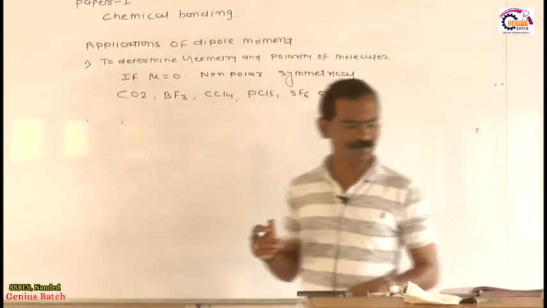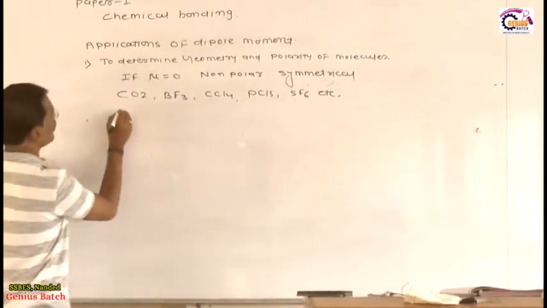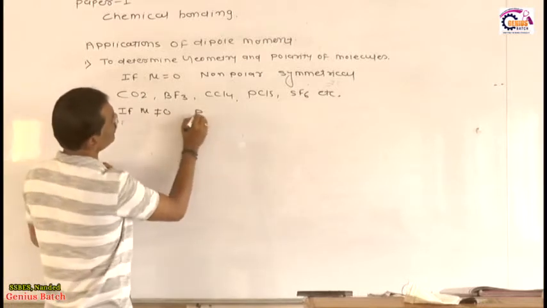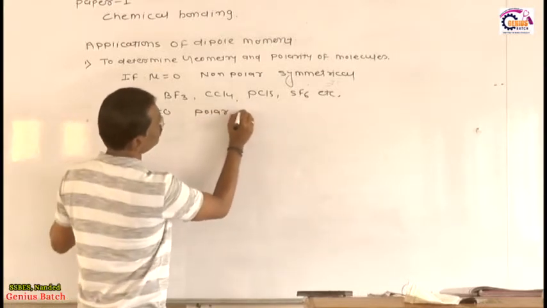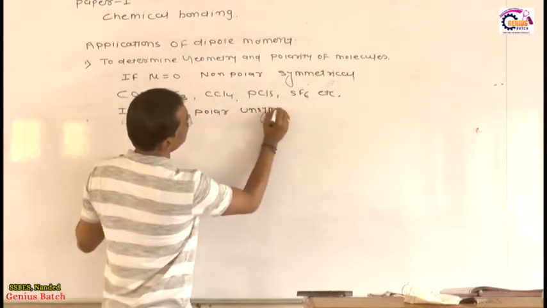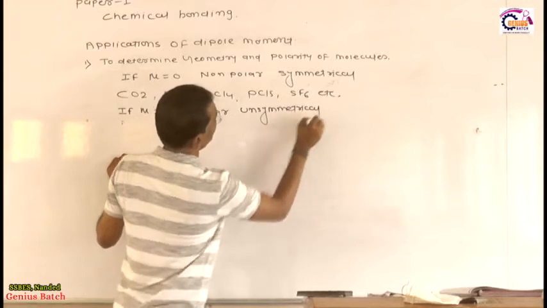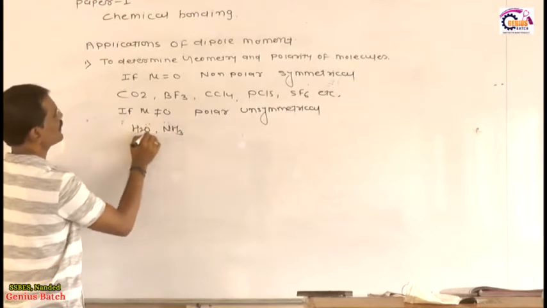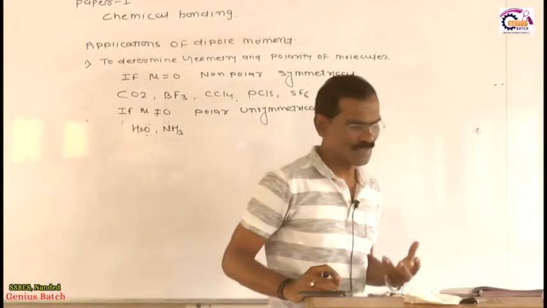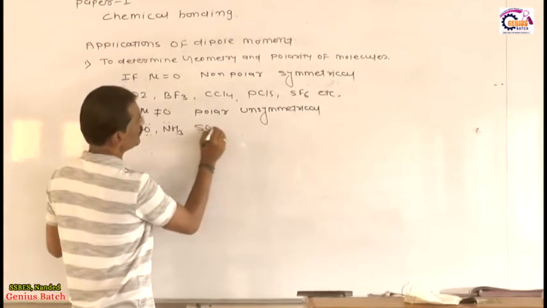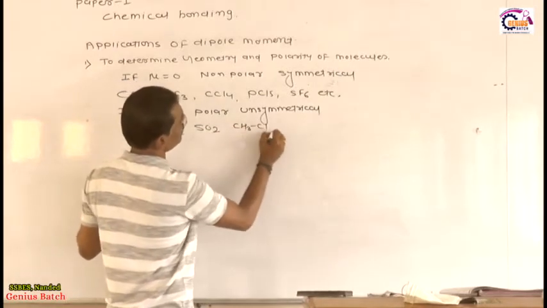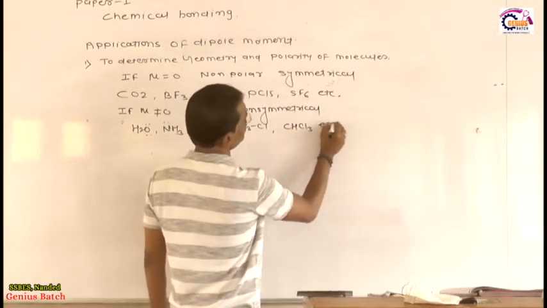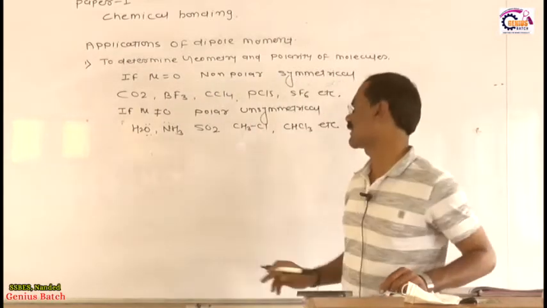The second case: if mu is not equal to 0, then the molecule is polar and the molecule is unsymmetrical. For example, water, ammonia, where the lone pair containing molecule is there, SO2, CH3Cl, another example CHCl3, etc. Many examples we consider.